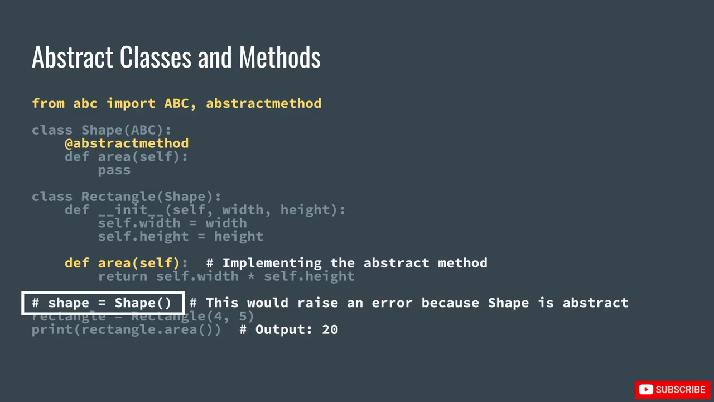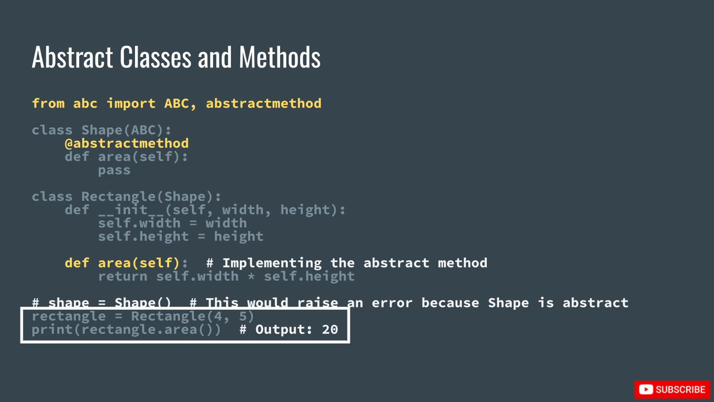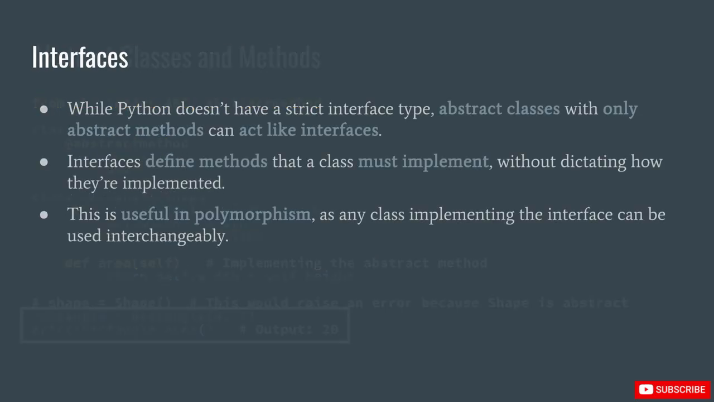Now, attempting to instantiate the Shape class would raise an error since it's abstract. Instead, we create an instance of Rectangle with dimensions 4 and 5, and when we call the area method, it returns 20.